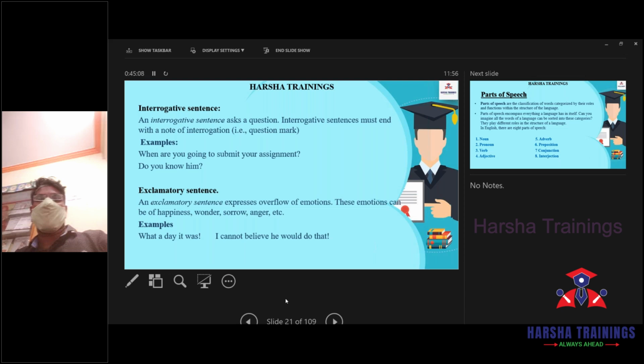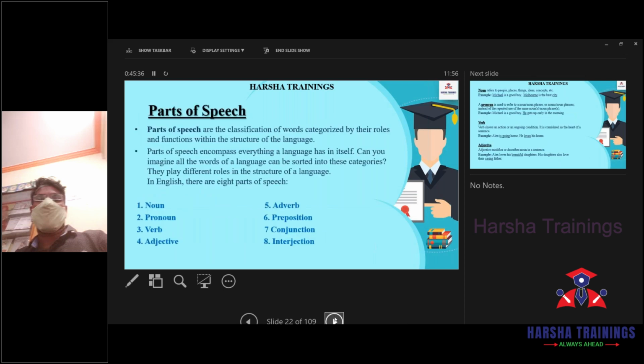For imperative sentences also, we can use the exclamation mark, for orders. For the imperative sentences, you can use either a full stop or an exclamation mark, depending on the context. Okay, clear? Right.